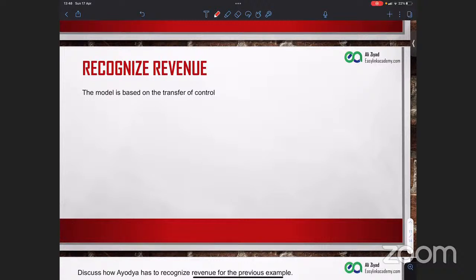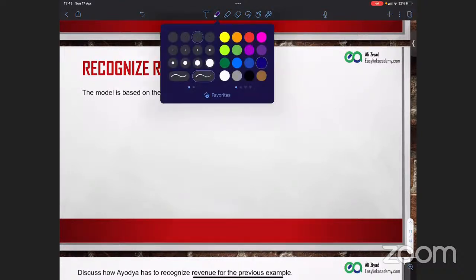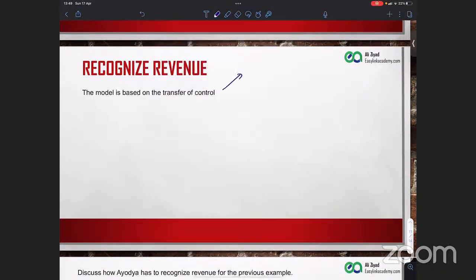So basically, there are two methods of recording the revenue. One is at a point of time. This is especially for goods. The second method is over time. This is especially for services. So basically, the principle behind recording revenue is only when the promises are fulfilled.